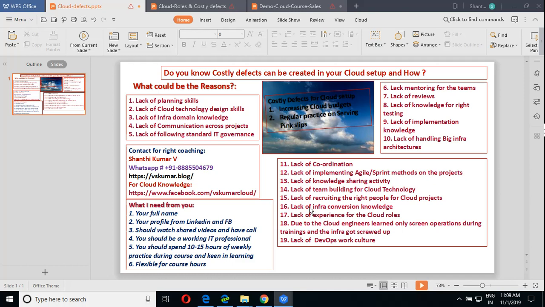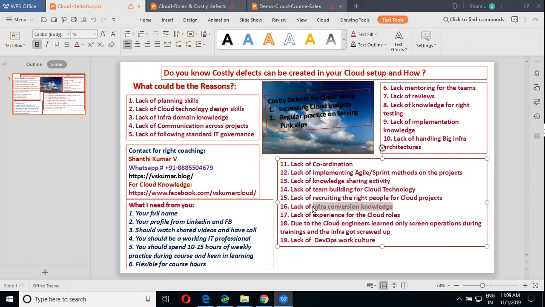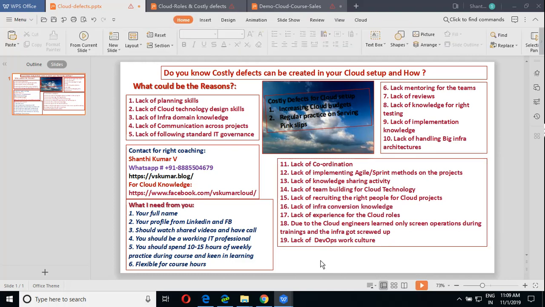Then, lack of infra conversion knowledge. I have been talking about infra in the above points. Infra knowledge is entirely different. If you take a typical three-tier architecture, either e-commerce or an online shopping mall, there are different modules. That domain knowledge they also need to understand. Apart from technical knowledge, they need to understand technical architecture, application architecture, and infrastructure architecture.